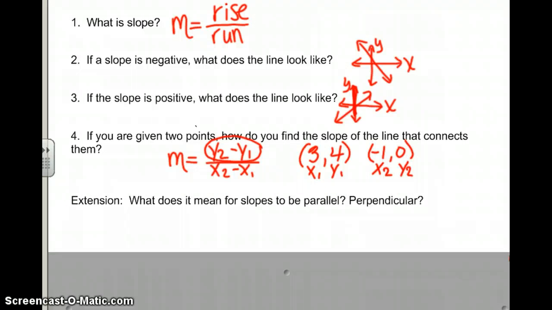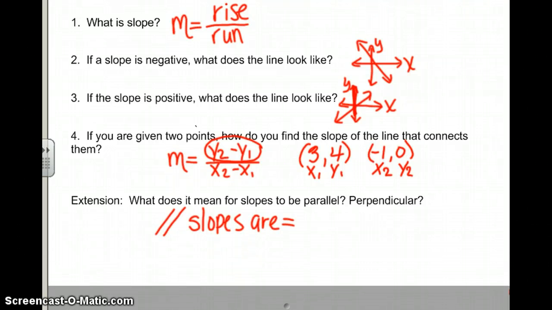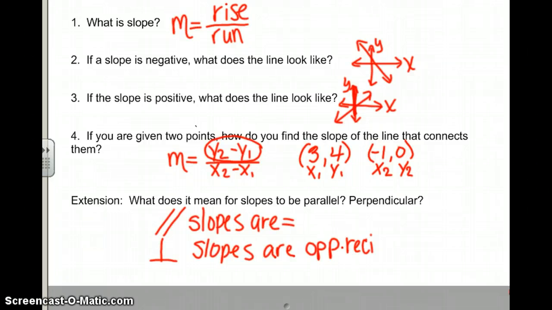Okay. So let's just go a little bit further with that. I know that you guys have talked about parallel and perpendicular slopes in previous courses. What does it mean for slopes to be parallel or for slopes to be perpendicular? Well, if you have parallel slopes, which we use this little symbol here, double lines, parallel slopes are the same, so they are equal. Perpendicular slopes, we use this upside down T. Perpendicular slopes are opposite reciprocals. And remember, opposite referring to the sign and reciprocal referring to the fraction itself.